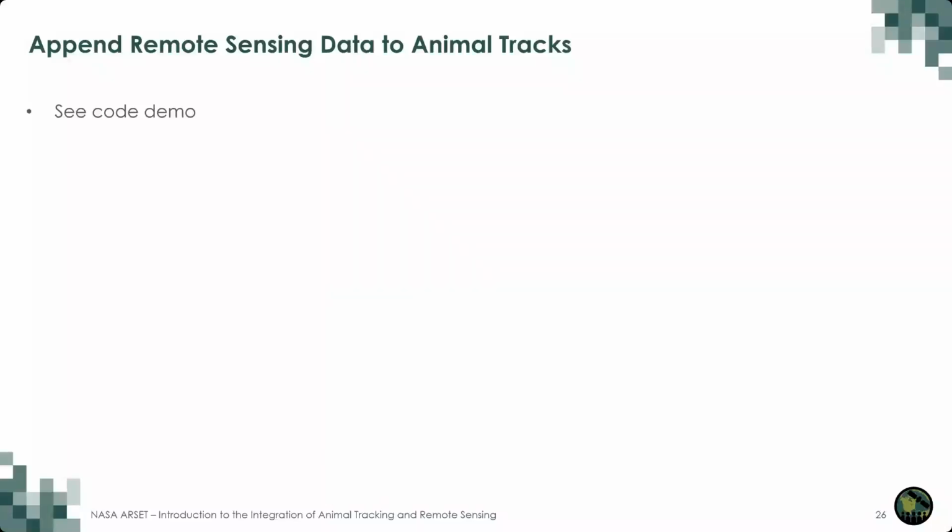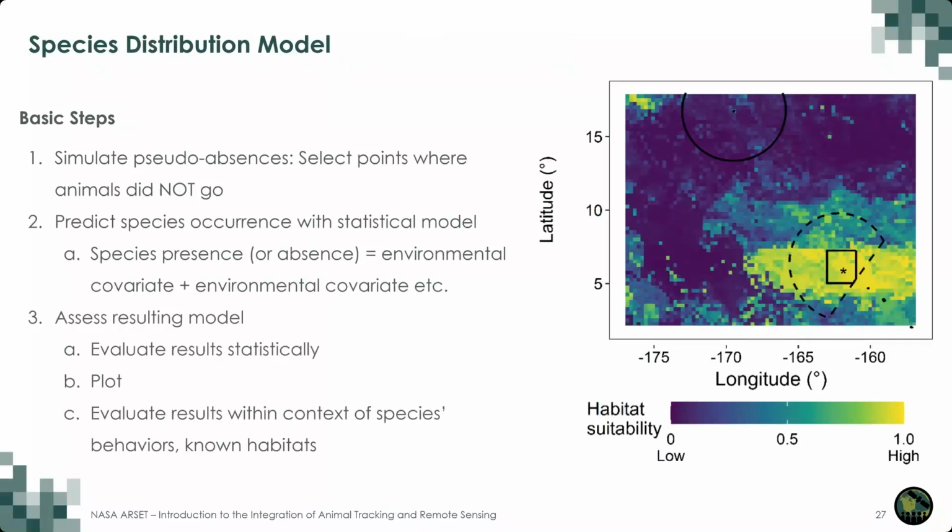Okay, so next slide. All right, so now we're ready to run the species distribution models. And so as we mentioned earlier, the basic steps are to simulate pseudo absences, select the points where the animals did not go. We're going to run it through a model, and then we're going to assess the model. And we're going to do that by plotting and using some statistics, and also just thinking about whether this makes sense within the context of your species and your study system. And so ultimately, we'll make a plot like the one on the right, which just gives a probability of high or low habitat suitability, which is colored by the yellow and the purple in this particular example here.